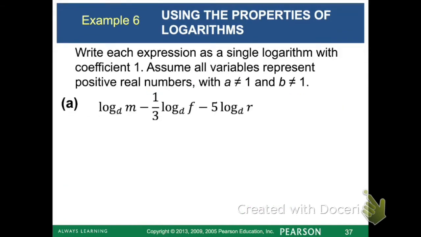Example 6. In this example, we are going to write this expression as a single logarithm. So we're going to condense it into one log. The first thing that we're going to look for is what would be exponents. So I'm looking in front of each of the log terms to see if there's a coefficient out front. And we have 1/3 and 5, which are going to become exponents. Remember, f to the 1/3 is just the cube root of f.